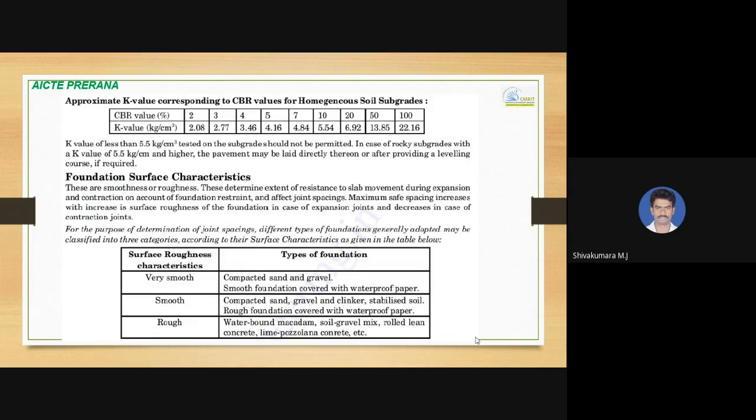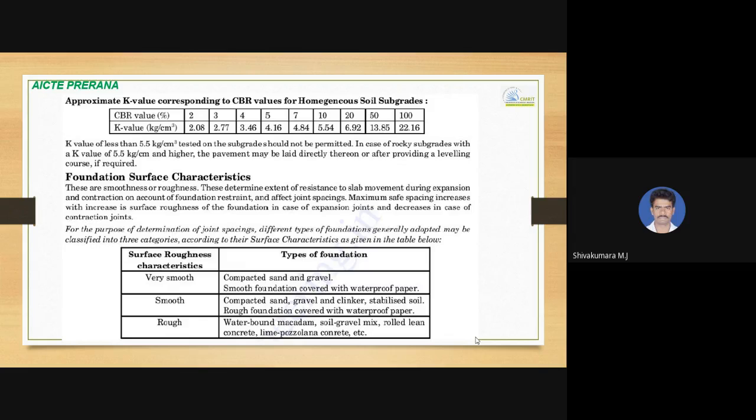Approximate K values corresponding to the CBR values for homogeneous soil subgrades are like this. It is 2.08 for a CBR value of 2%, 22.16 for a CBR value of 100%, and it ranges from 2 to 100 with 3% giving 2.77, 4% giving 3.46, 5% giving 4.16, 7% giving 4.84, 10% giving 5.54, 20% giving 6.92, and 50% giving 13.85.